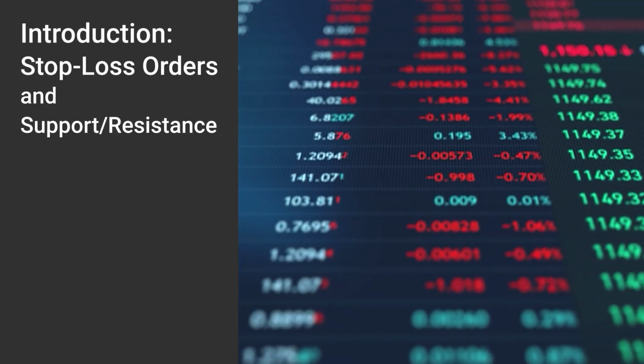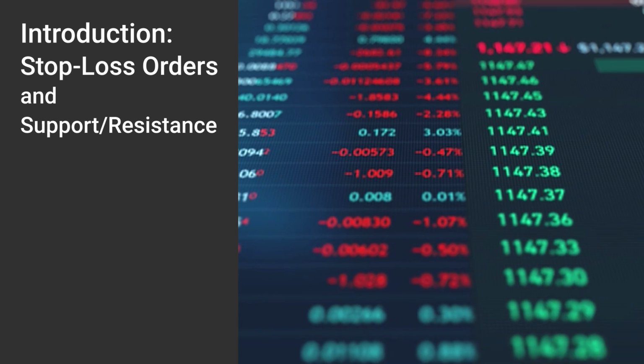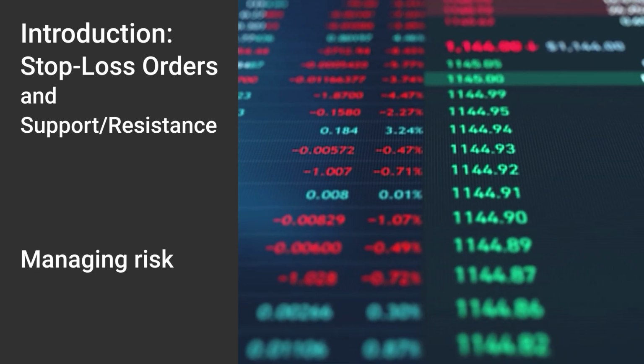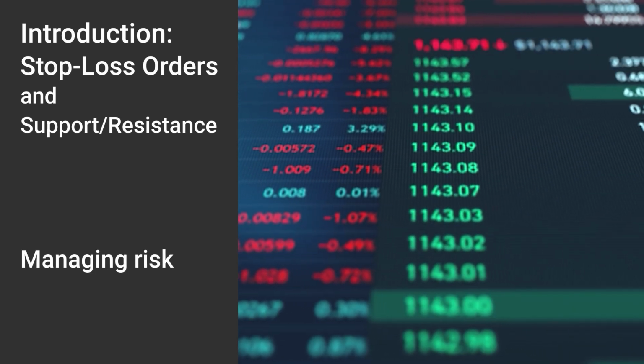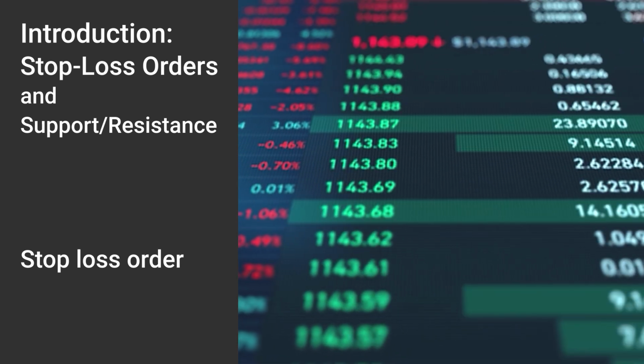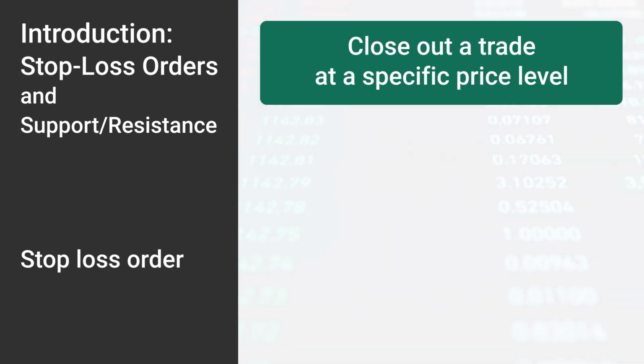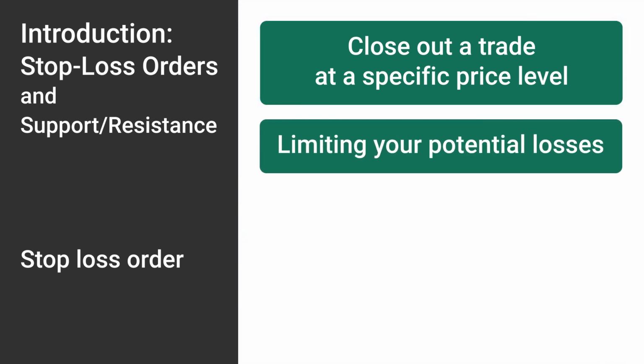As we continue our deep dive into support and resistance, it's important to understand how these levels can be used to manage risk in your trading. One of your key tools for risk management is the stop loss order. A stop loss order is an instruction to your broker or platform to close out a trade at a specific price level, limiting your potential losses if the market moves against your position.